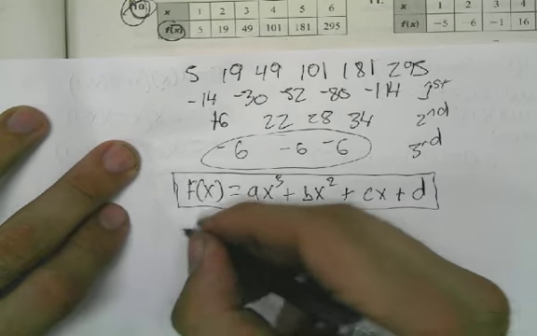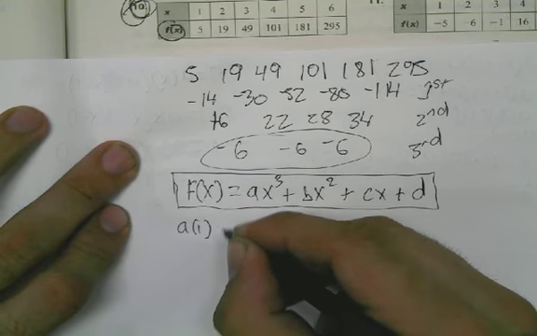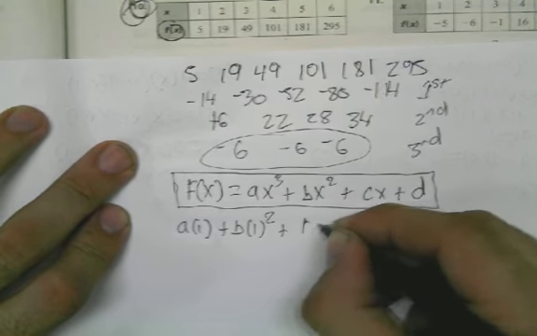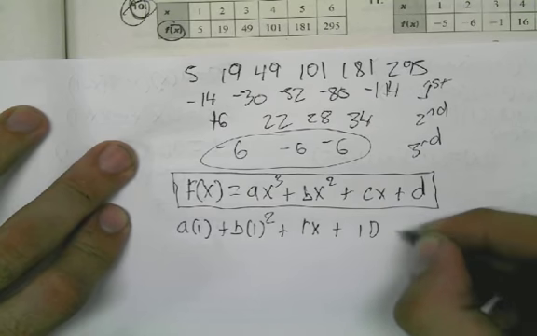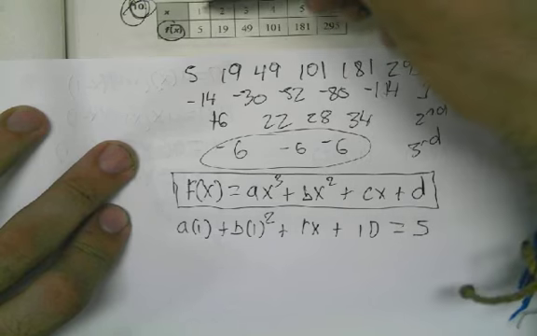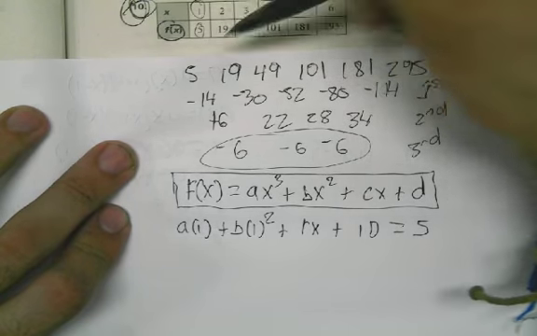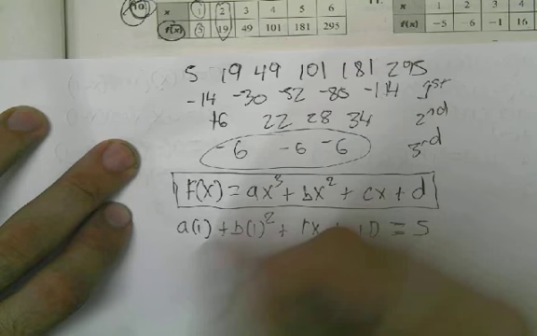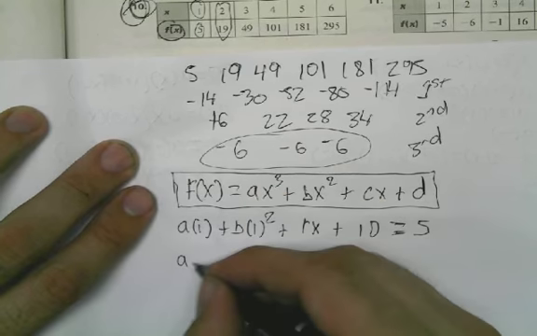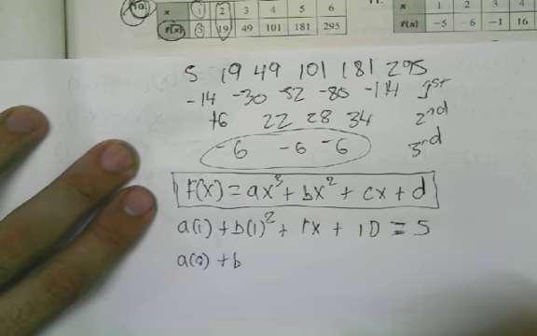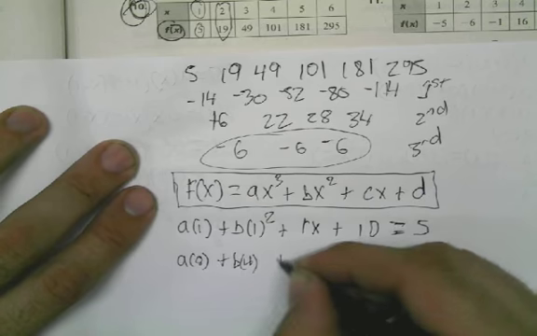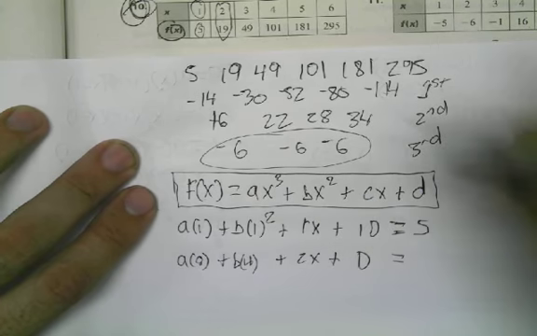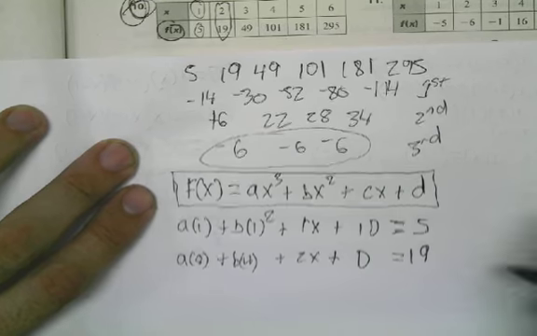I'm going to say this is the same thing as a times 1 plus b times 1 squared plus c times 1 plus 1 times d is going to equal 5. That's like the 1 here and the 5 equals 5. Okay, let's do the next one. Let's do these two. So we have a times 2 cubed, which is 8, plus b times 2 squared, which is 4, plus 2c plus d, which equals 19. Okay, we'll do this a little quicker.